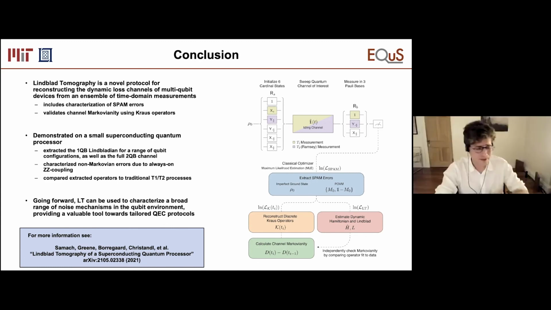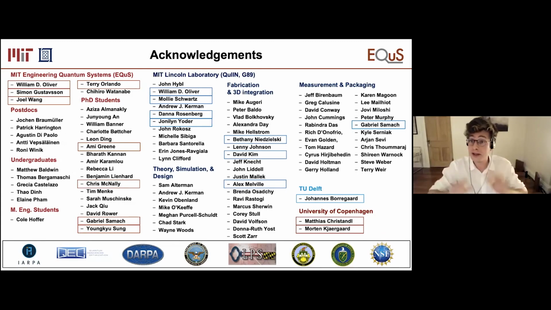That's a great question. So maybe I'll just hop to a backup slide where I should have acknowledged all my great collaborators at both MIT and Lincoln Lab, as well as my theory colleagues at TU Delft and the University of Copenhagen. It's a long talk, so I forgot to flip to the most important slide.